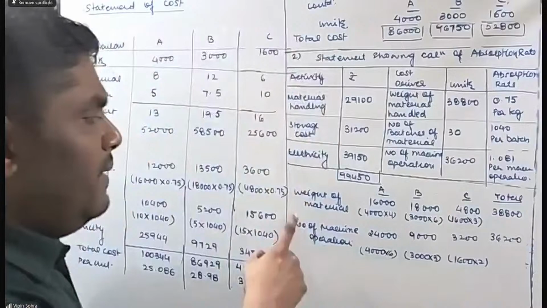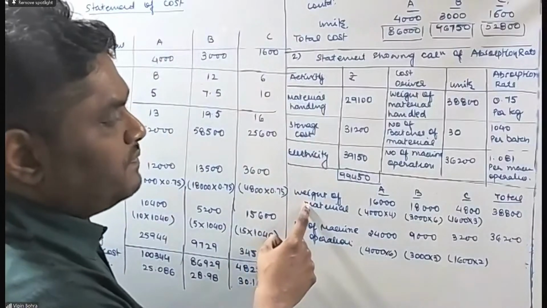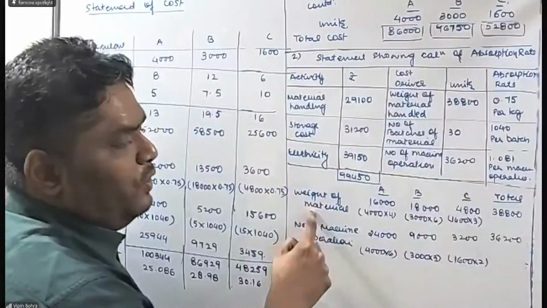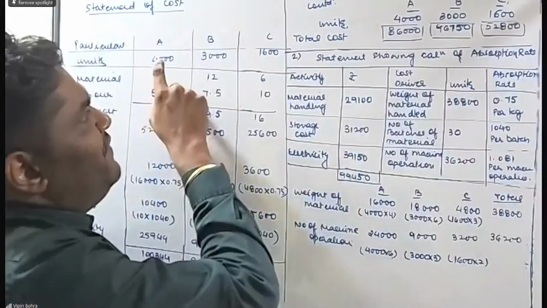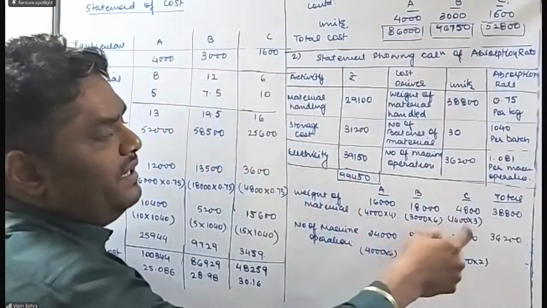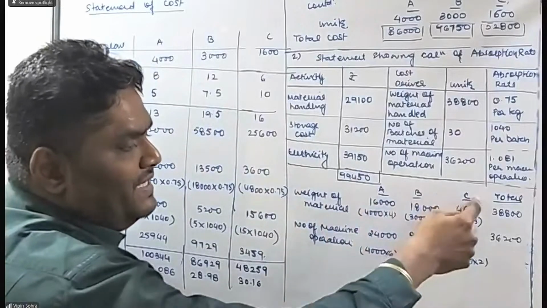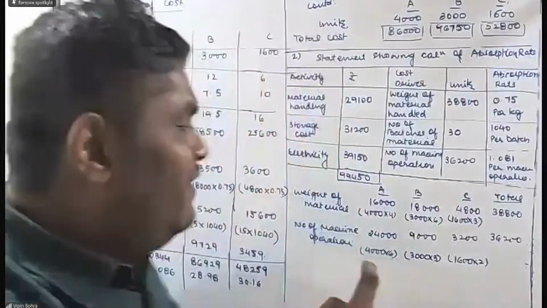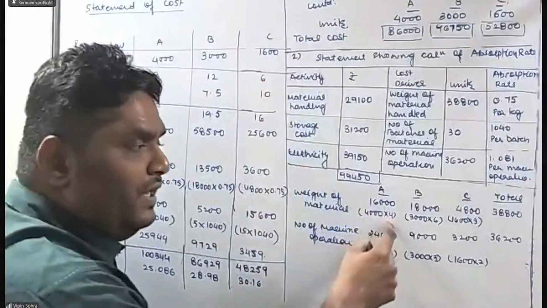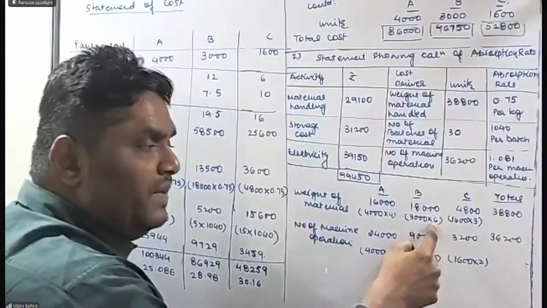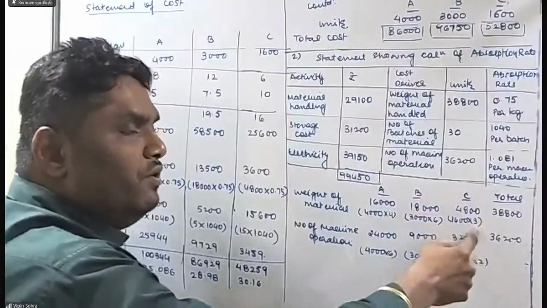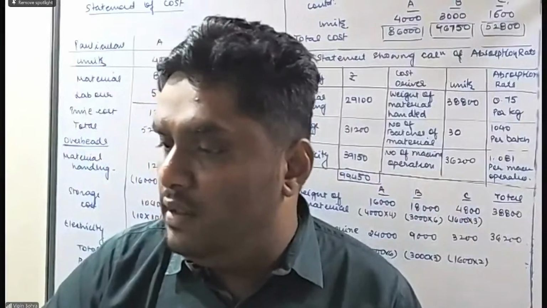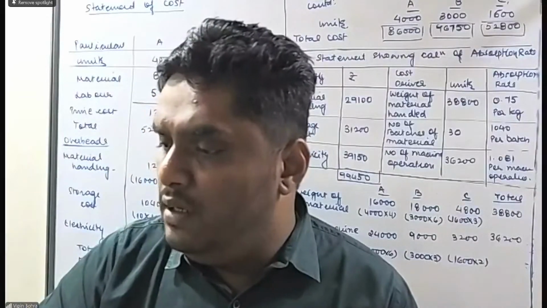Pawan Kumar, when talking about the weight of material, see, where did 38,800 come from? It depends upon the weight of material. We are manufacturing 4,000, 3,000 and 1,600 units respectively for A, B and C, into the weight of material. That is, one unit requires 4 kgs. एक यूनिट बनाने में 4 किलो लगता है, B का एक यूनिट बनाने में 6 किलो लगता है और C का एक यूनिट बनाने में 3 किलो लगता है. ये इंफॉर्मेशन आपको क्वेश्चन में गिवन है. I hope it is clear now, Pawan.